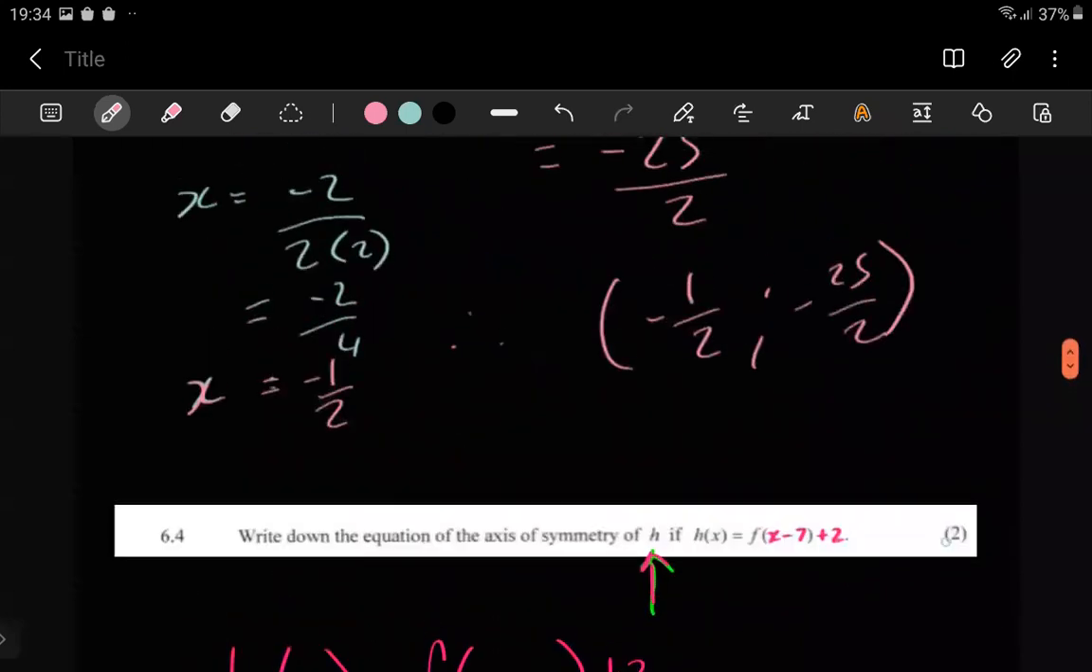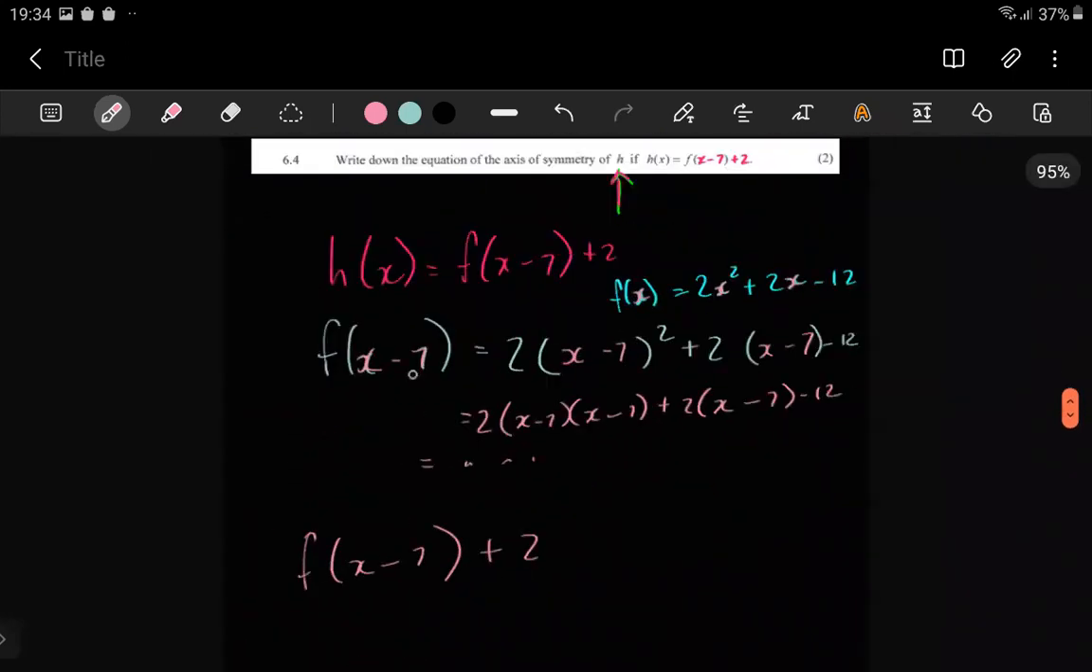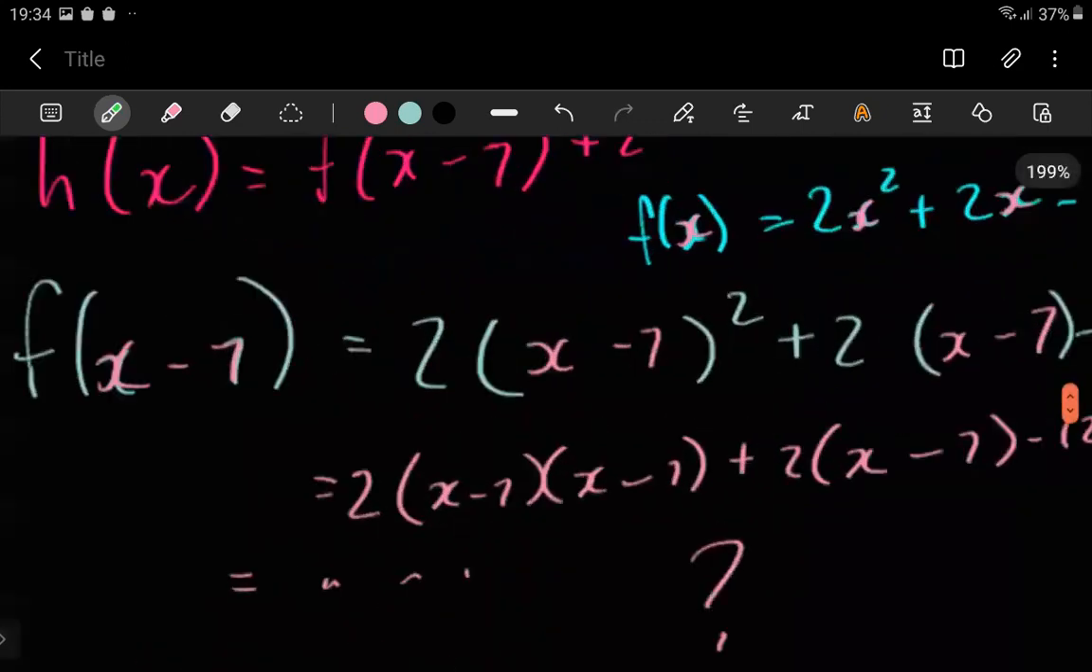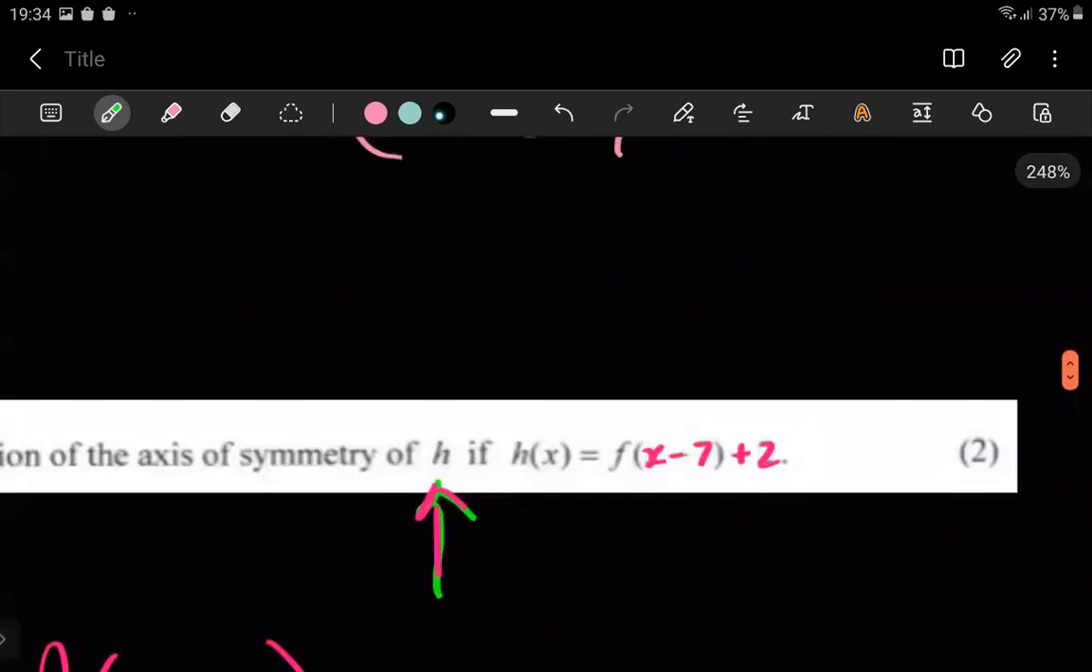So the reason why this is a 2-mark question is not because they want us to do a bunch of algebraic stuff here. No, they want us to realize what is happening when we have a minus 7 here, and when we have a plus 2 over here. They want us to recognize what is happening to the graph.